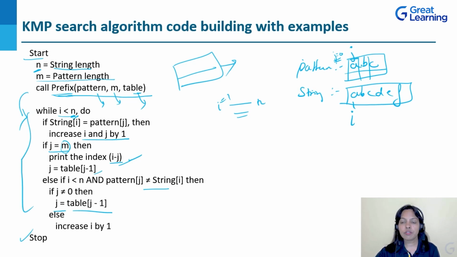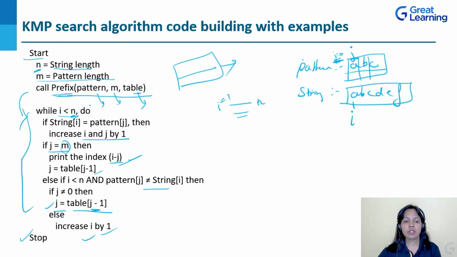So in case of decrementing it, you have to consider the j minus 1th location in the table, okay, to decrement j. Else you have to increase I by 1. If j is not pointing at 0, then this has to be done. If j is already at 0, then j cannot be decremented further anywhere. So in that case, you have to just increment I by 1.